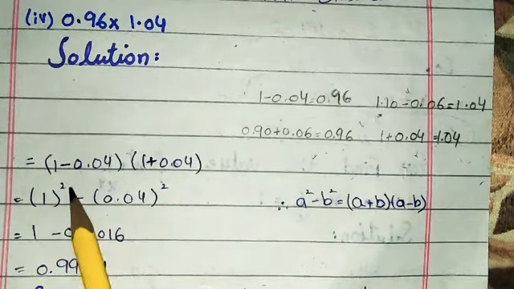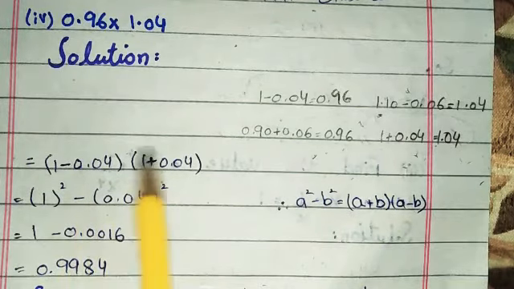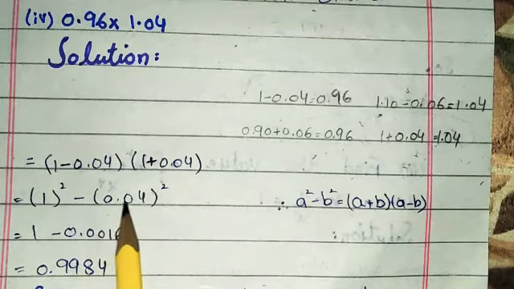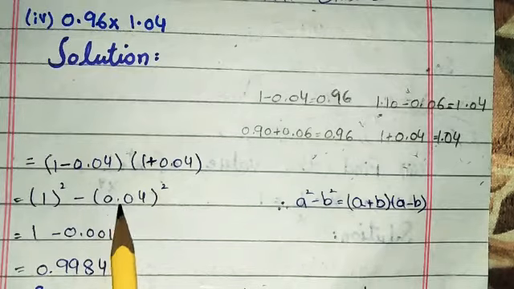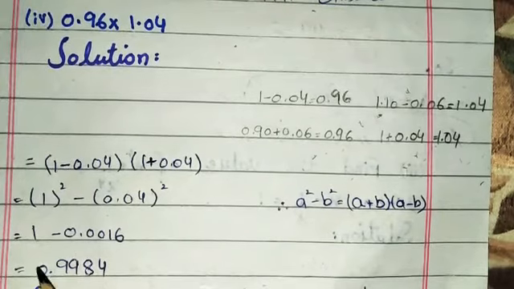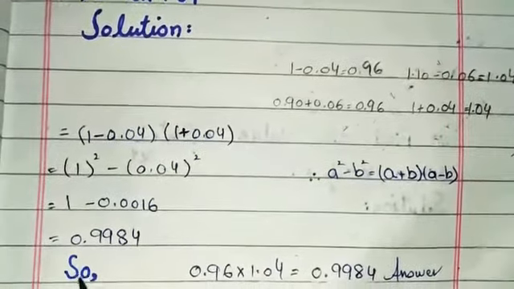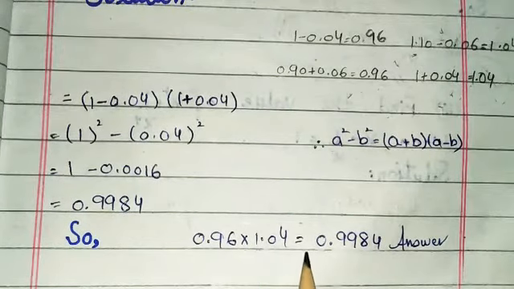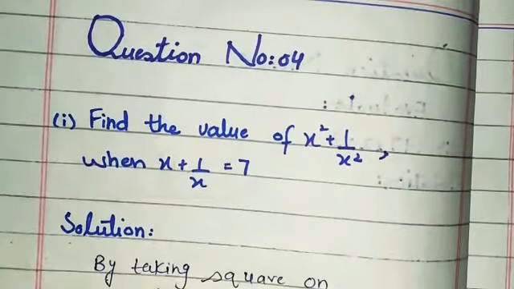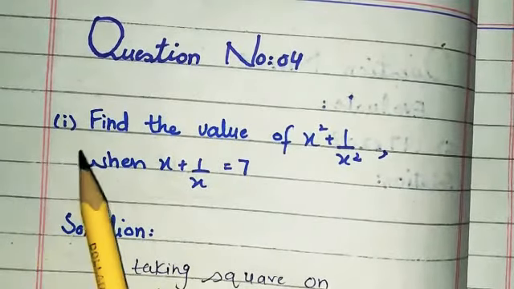So firstly we will write 1 square, then minus, because minus plus always minus, then we will write 0.04 whole square. 1 square is equal to 1, then minus as it is, and 0.04 whole square is equal to 0.0016, and when we subtract 0.0016 from 1 we got 0.9984. So when we multiply 0.96 into 1.04 we will get our answer, which is equal to 0.9984.